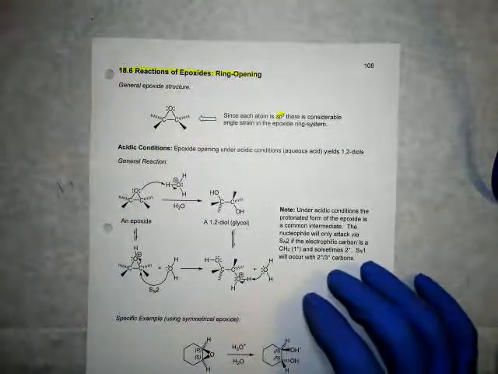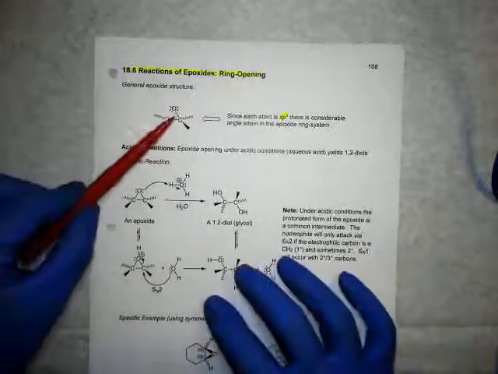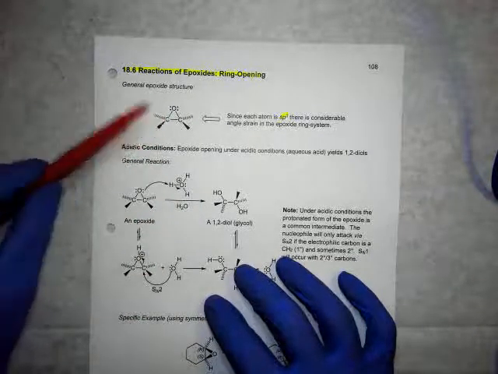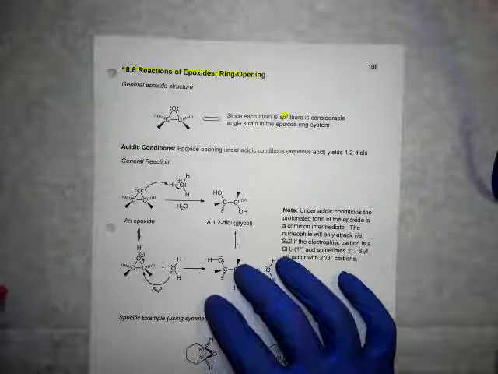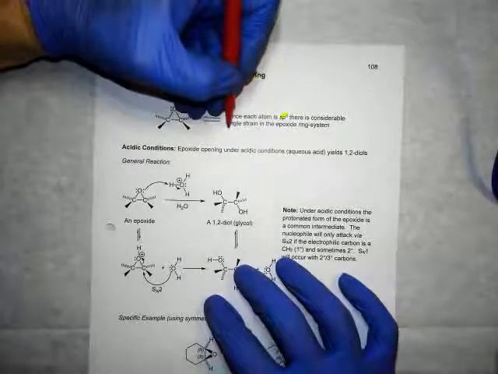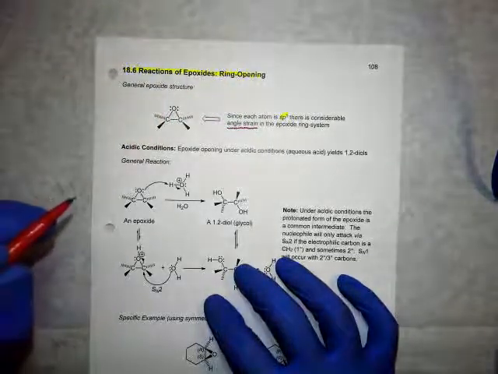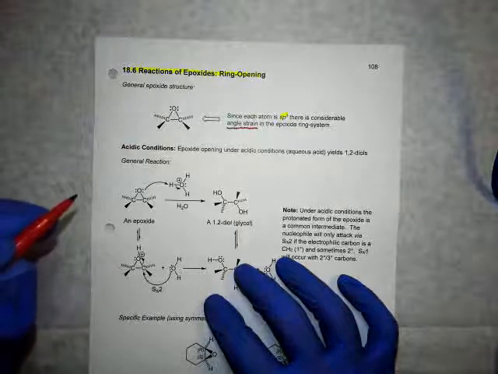What's the preferential bond angle for sp3? 109.5. What are the angles here? The interior angle is about 60 degrees for each because this is a triangle. So there's a lot of angle strain here. If I ask you what kind of strain the epoxide has, the dominant strain is angle strain.